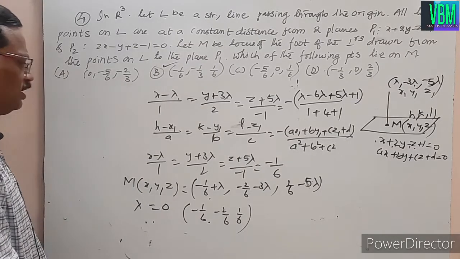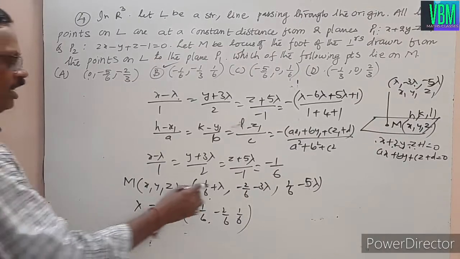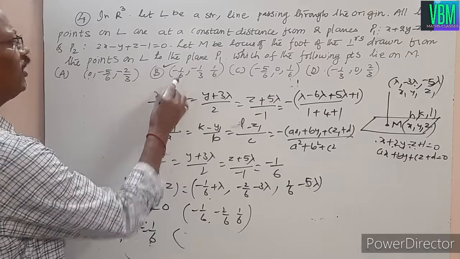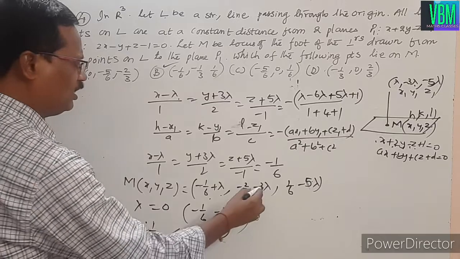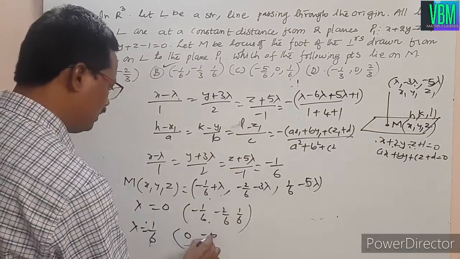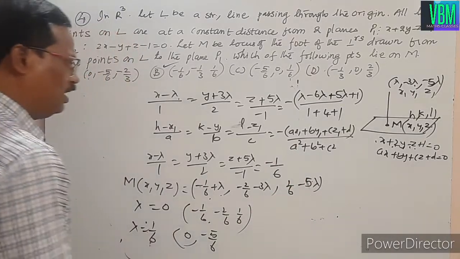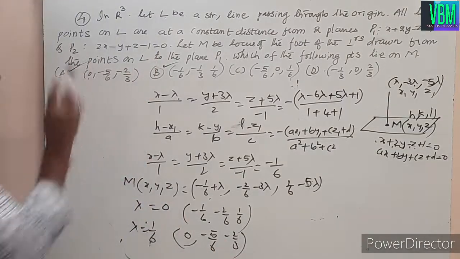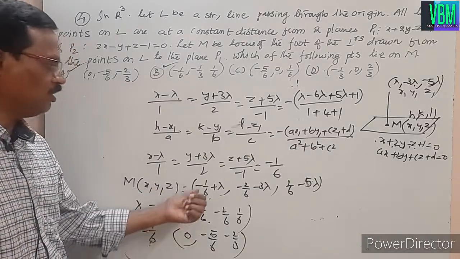And if I take 0, 0 we want. That lambda is 1 by 6, right? If I take lambda equal to 1 by 6, and write here 1 by 6 minus 1 by 6, 0, this is 1 by 6, that is minus 5 by 6, and 1 by 6 gives minus 4 by 6, minus 2 by 3. Therefore, this point also we got. Therefore, this point is on this M locus.